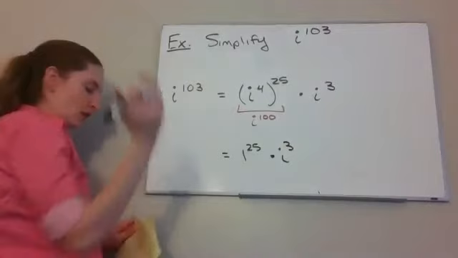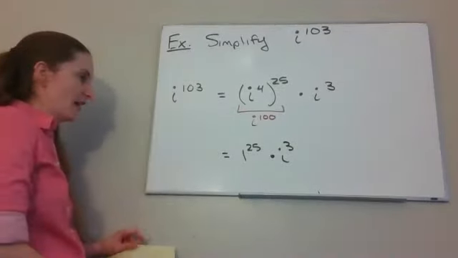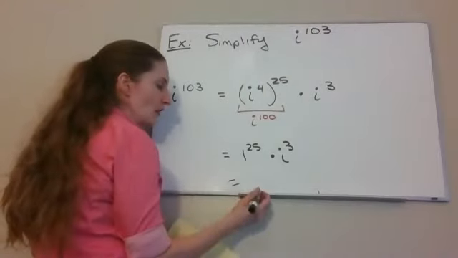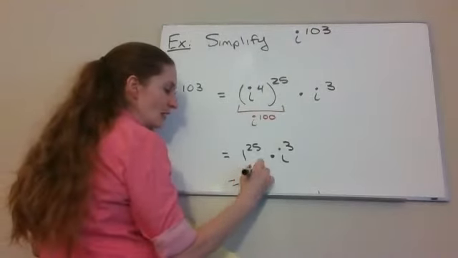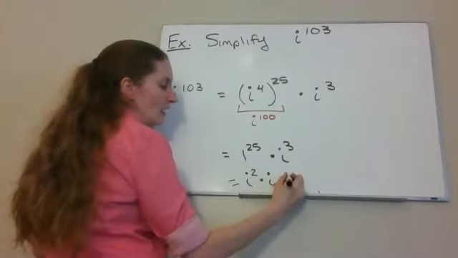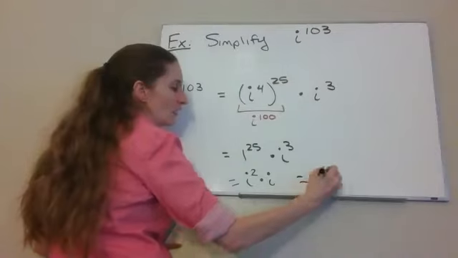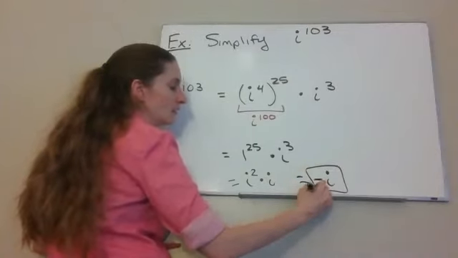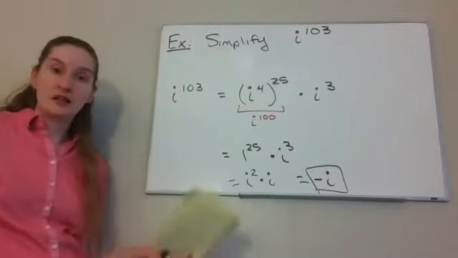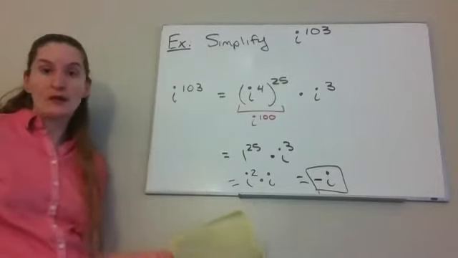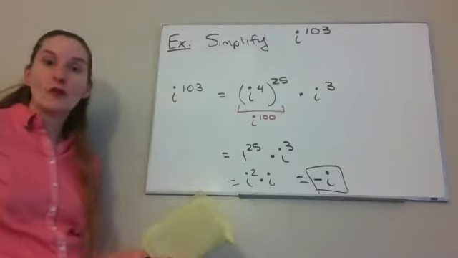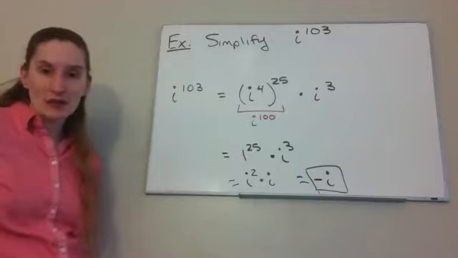So I have 1 to the 25th, which is 1. And then I just have an i to the third, which remember i to the third is the same thing as i squared times i, which is -1 times i, which is negative i. So that is how you can simplify high powers of i. Try to find the highest power that is a multiple of 4, and then just simplify whatever's left.